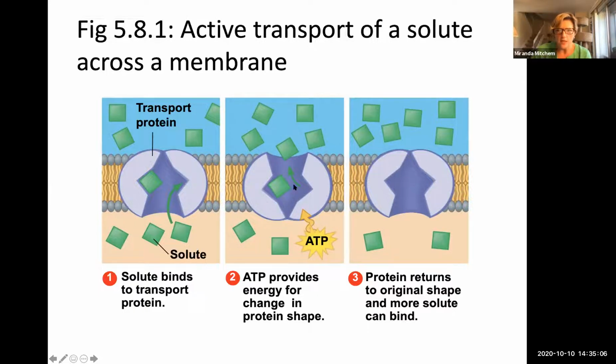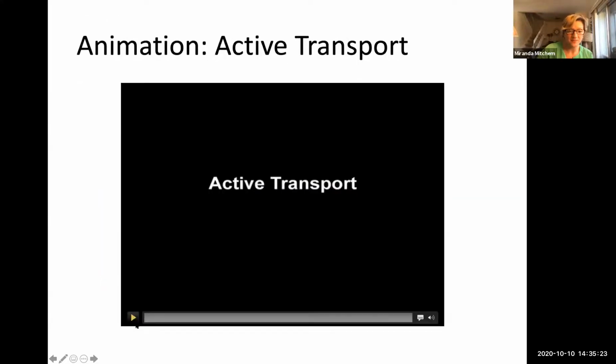So the way that this channel works, it's like a clamshell. It's open to one side and then the molecule goes in and then it changes shape and opens to the other. Of course, it needs energy to do that. So this is active transport.